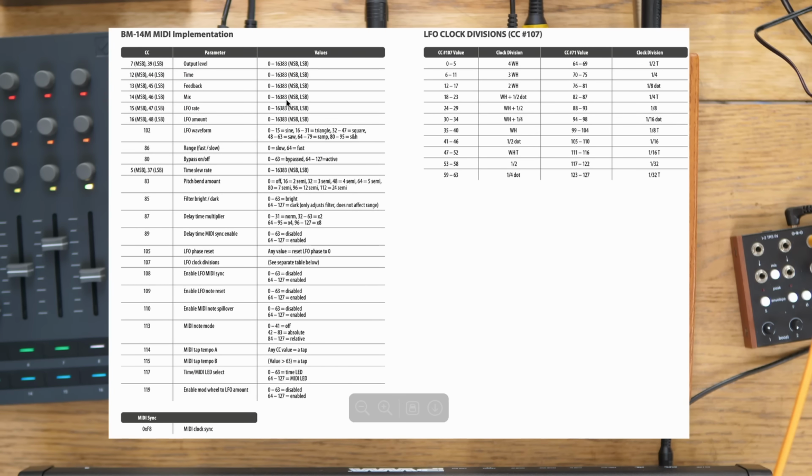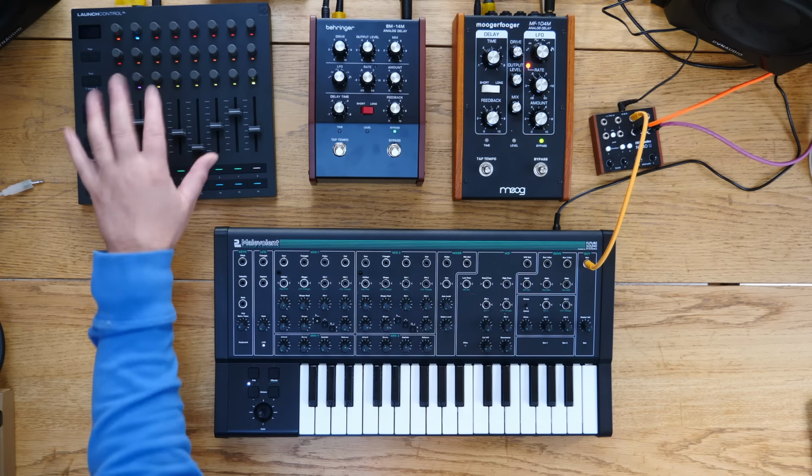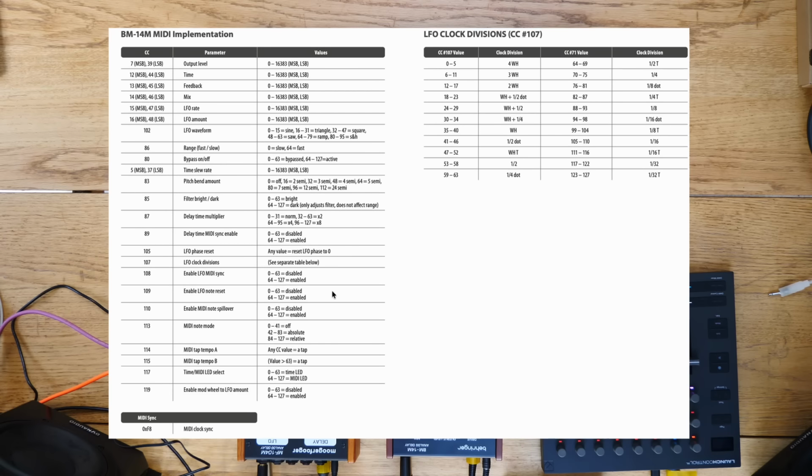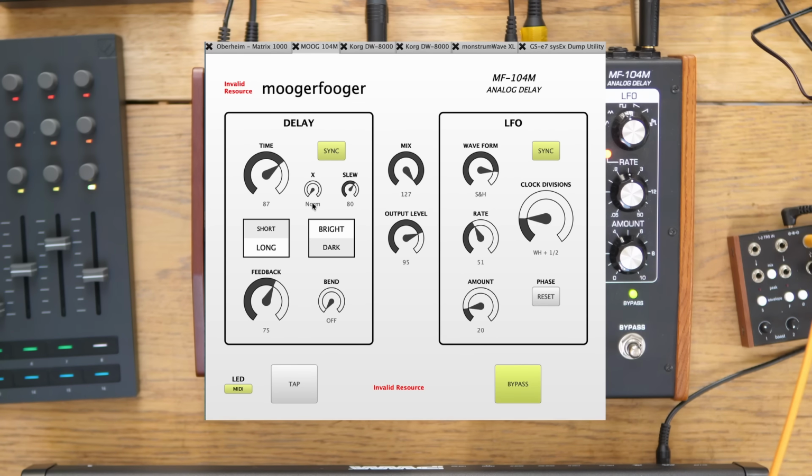This is from the Behringer manual, and this is why I've got the launch control out as well. I haven't programmed all these in. I've just programmed in the ones that I like playing with the most. And that's these, the sort of time expander, as it were, goes to 8 times a time, and the bright or the dark. So on the Moog, we're in bright mode at the minute.